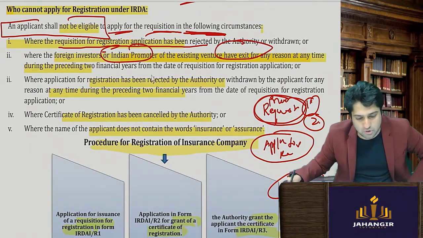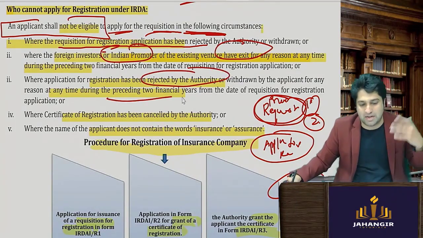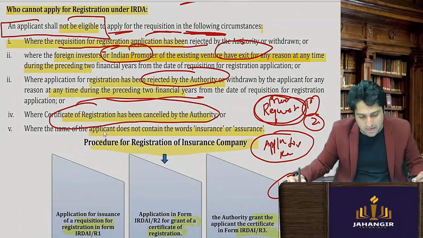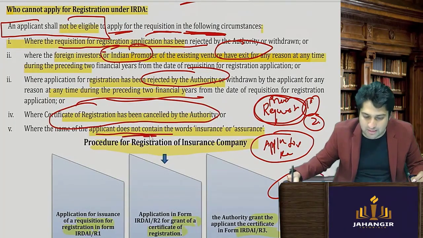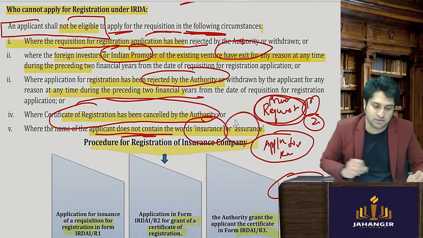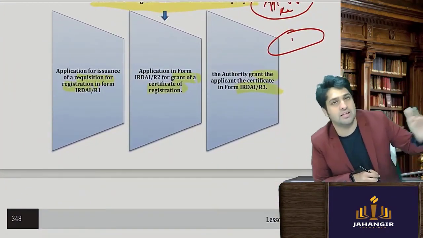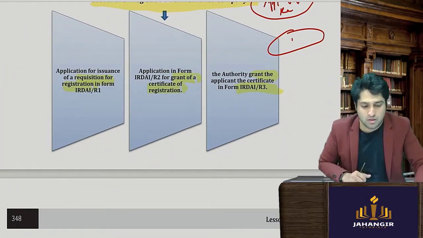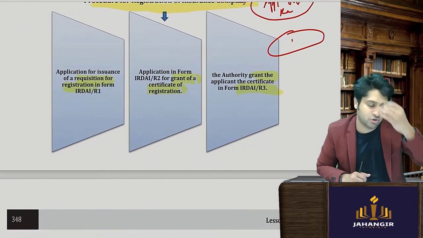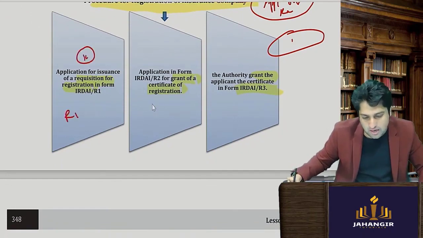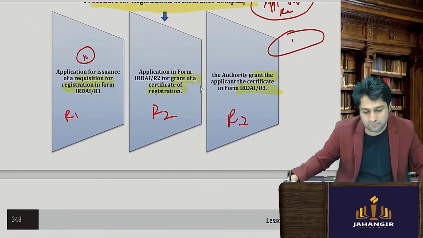past, you have been rejected by the authority in the past 2 years, the certificate of registration has been cancelled, and the applicant does not contain words such as insurance or assurance. Okay, so only certain types they have been allowed, otherwise you can't use the word; only the name is insurance or assurance.